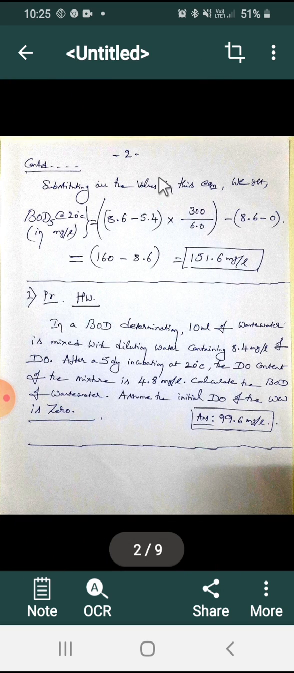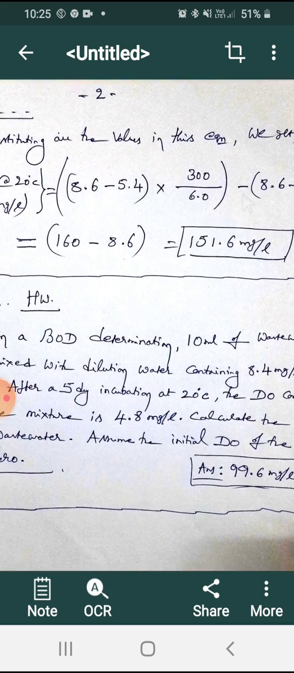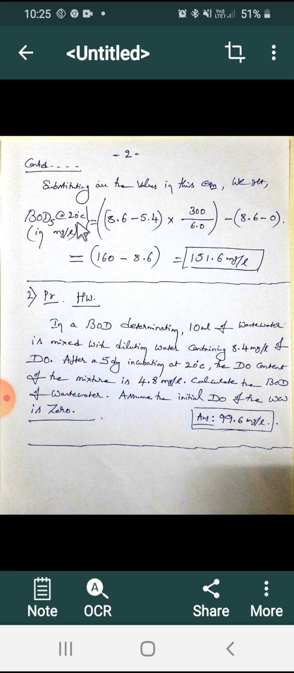Now substituting all the values in this equation, we get the BOD value at 20 degrees centigrade is equal to how much? You know the initial value DOB is 8.6 milligrams per liter and 5.4 milligrams per liter, and the capacity of the bottle divided by ml of sample used. Then minus 8.6 and minus 0. You have to substitute the values, and you will get it. Very simple, 5 to 10 minutes we can take to solve this problem.